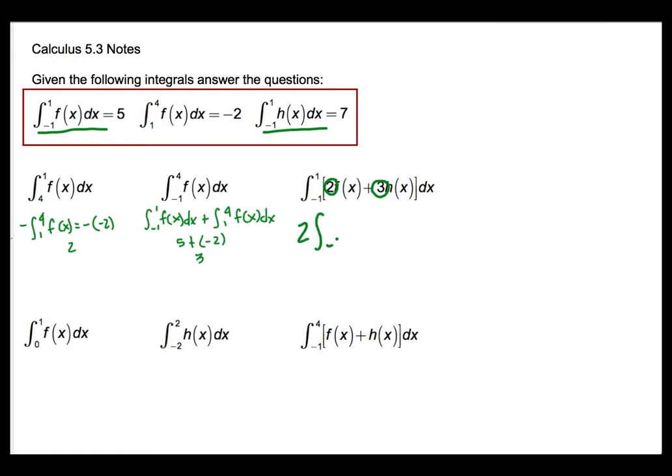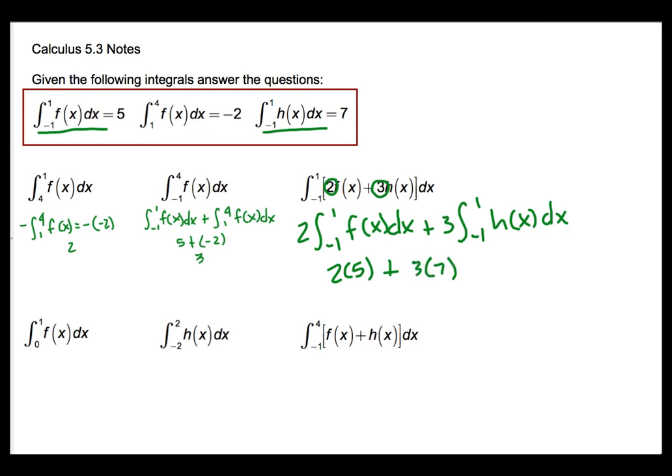2 times the integral from -1 to 1 of f of x dx, plus 3 times the integral from -1 to 1 of h of x dx. Well, my integral from -1 to 1 of f is 5, so I'm going to have 2 times 5. And from -1 to 1 for h is 7, so I'm going to have 3 times 7. So this is going to give me 10 plus 21, which is 31 for that one.